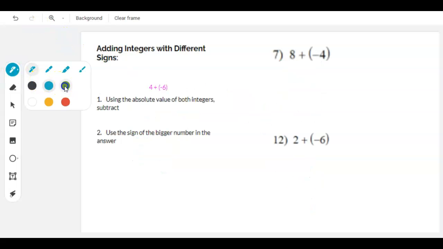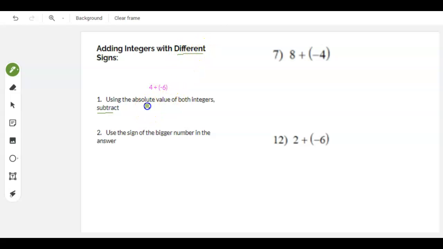So part 2 just has them with different signs. We're still adding, but this time we're doing different signs. So this time it's like I have $4, but I owe somebody $6. What's my answer? All right, these are the steps we use. Using the absolute value of both integers, this time I subtract though. When they're different, I subtract.